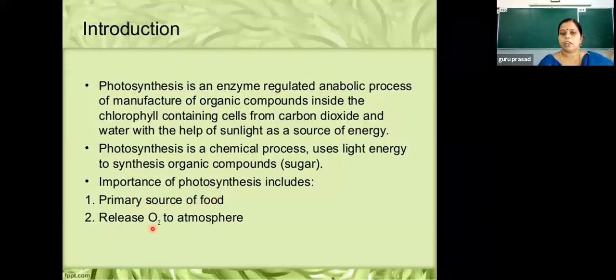Okay, and it also involves a major process, that is release of oxygen to the atmosphere. It absorbs carbon dioxide and releases oxygen, which is very much essential for life processes. Even if there is no food, we can survive for some days, but without oxygen, we can't spend even a minute, isn't it? So that's why the photosynthesis process is very important.